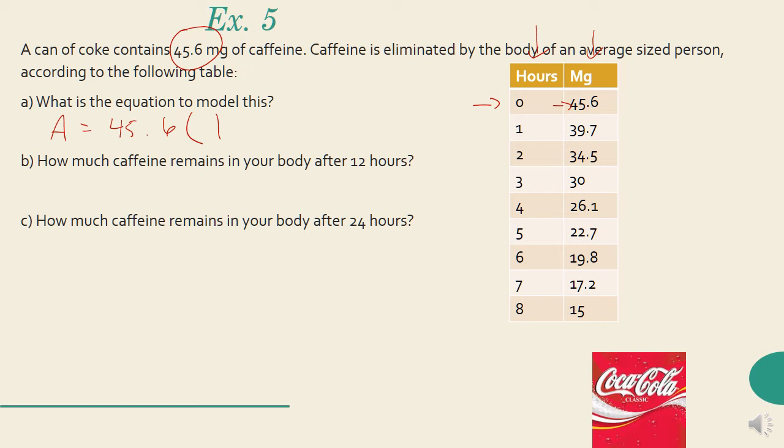If you look at your table of values, those numbers are also decreasing, right? 45.6, 39.7, all the way down to 15. So that's going to be minus. But we don't know what the rate is. So we don't know what the rate of decay is. So we're going to have to come up with that.